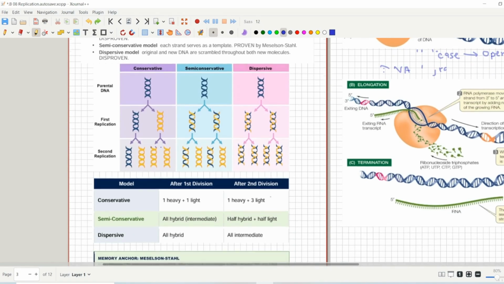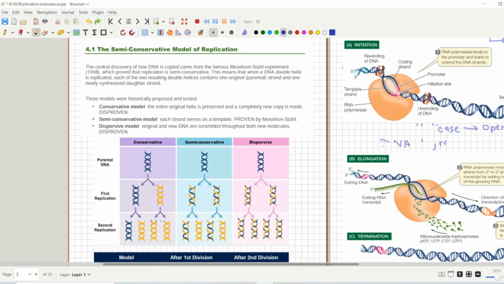So first is the conservative model. This model states that after replication has occurred, one daughter molecule will contain both parental DNA strands. As you can see here, after the parental DNA was replicated, you had molecules like this. This is in blue color and this is in yellow color. After the second replication, the result would be that one daughter molecule would contain both parental DNA strands. The other daughter would contain DNA strands of newly synthesized material.